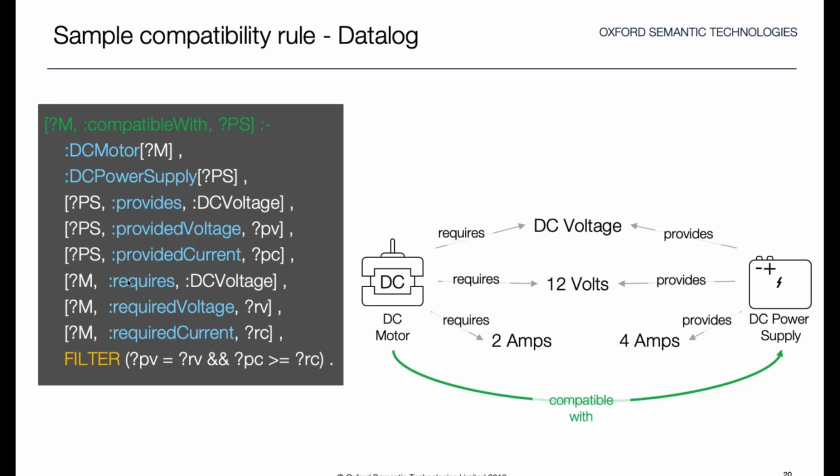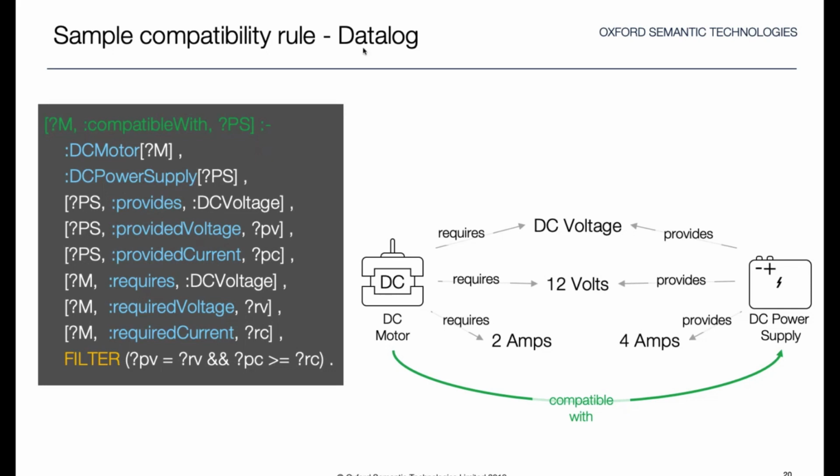And then we think about the requirements of the motor. So the motor requires a DC voltage. Our motor's required voltage, RV, and our motor's required current, RC. And now we have a filter statement to run. So we want, if you remember, our voltages to be equal. And we'd like our current, the provided current, to be greater than or equal to the required current. So that's everything we need to establish a rule of compatibility between a DC motor and a power supply.